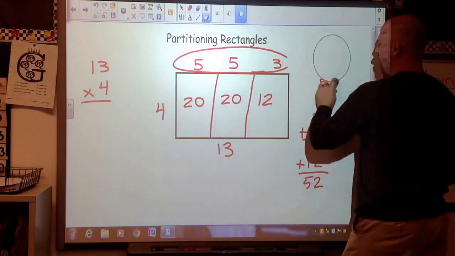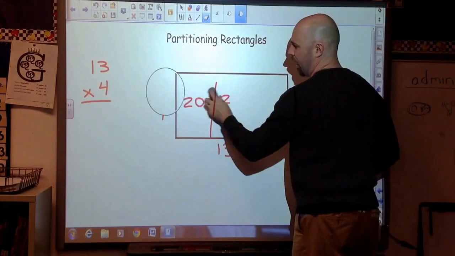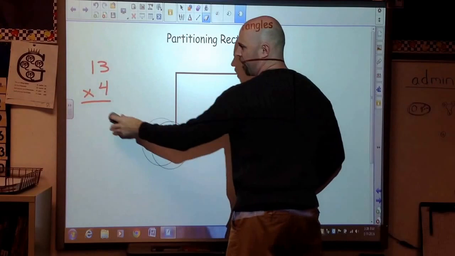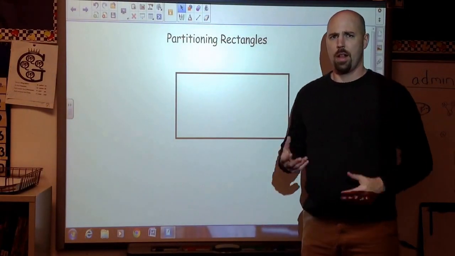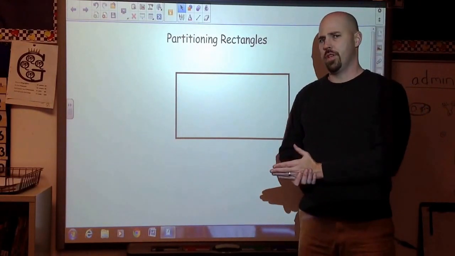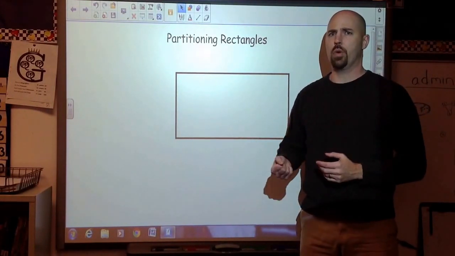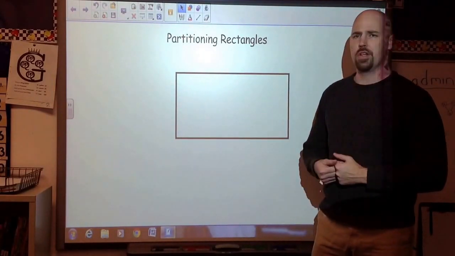So partitioning rectangles is a nice intro before we get into partial products. And after we have a firm understanding of partitioning rectangles and partial products, and we understand how multiplication works, then we move into traditional multiplication, so the kids get the real quick algorithm. They'll be able to work through these problems really quickly. And that's partitioning rectangles.